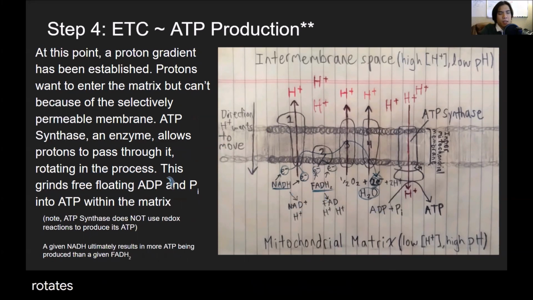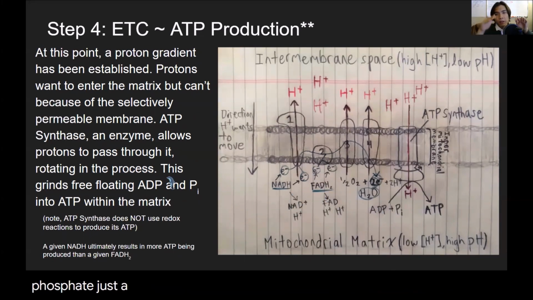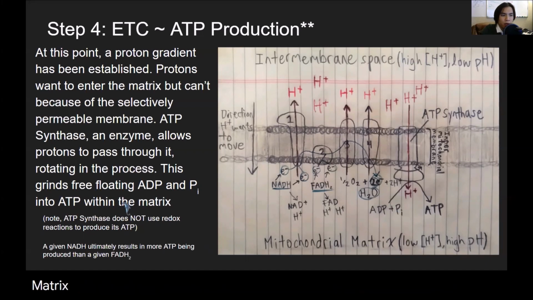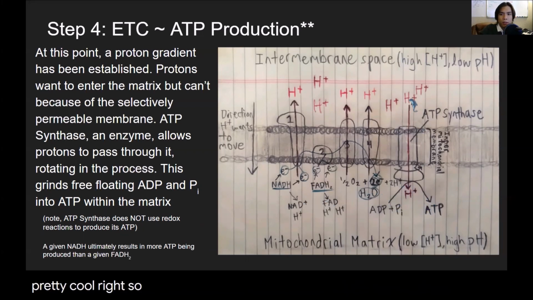And as it rotates, it grinds free-floating adenosine diphosphate, ADP, and an inorganic phosphate, just a free-floating phosphate group, into ATP and releases it into the matrix. I don't really think you'll need to know this particular part. But that's pretty cool, right? So it used the proton gradient, and then it made ATP.